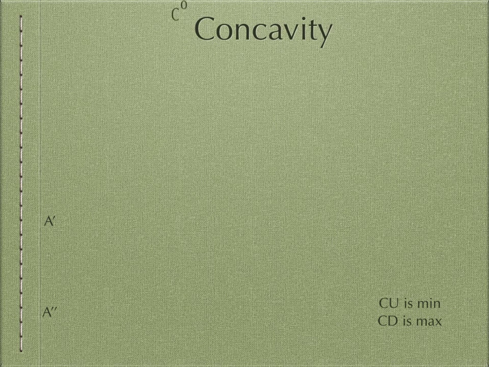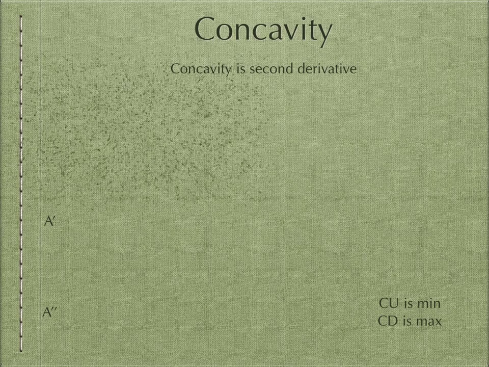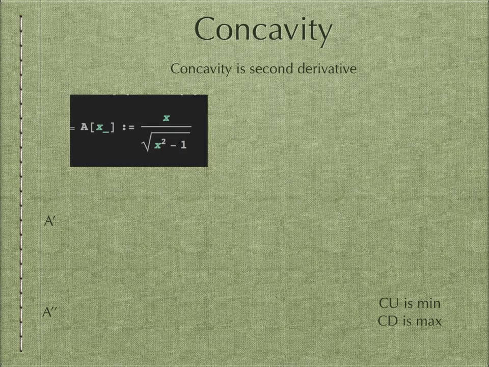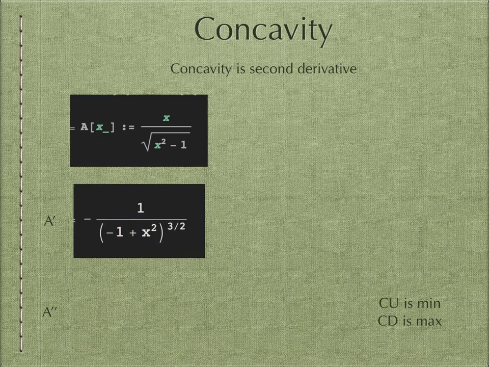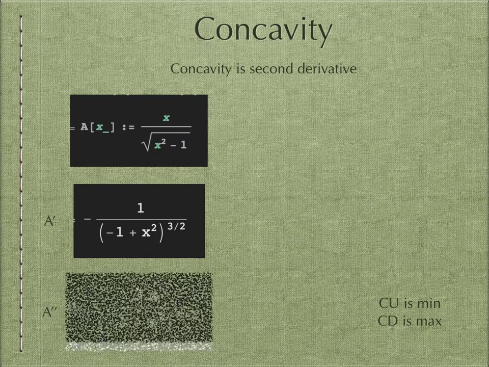Now concavity. For the concavity, it's actually the second derivative. So we take our second derivative and we set that equal to 0. And here's our function f of x, f prime of x, and f double prime of x.